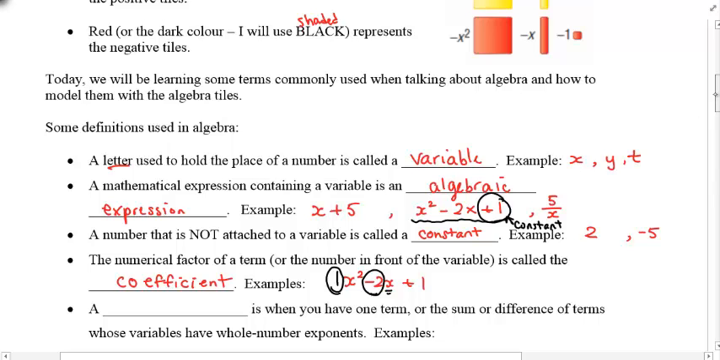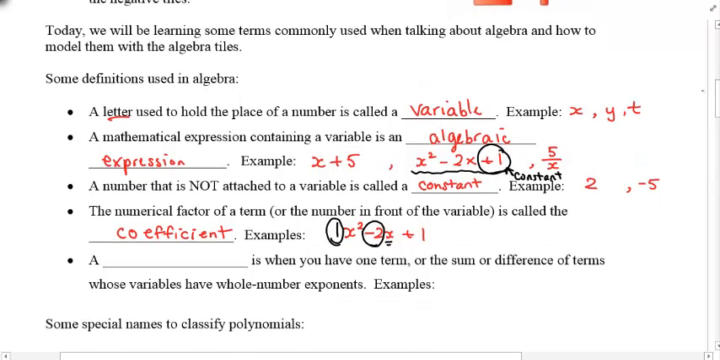Okay. We'll continue. The next one. A polynomial. And this word you'll hear a lot. A polynomial is when you have one term or the sum or difference of many different terms. So examples, I can give you that. That's a polynomial. I know you're thinking, but there's no sum. It's okay, you can have one term, remember? Or we can have something like this. Okay, that's also a polynomial.